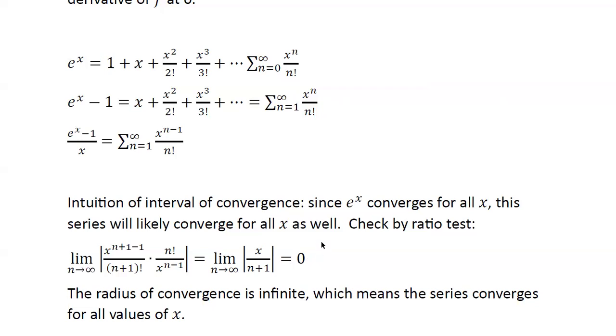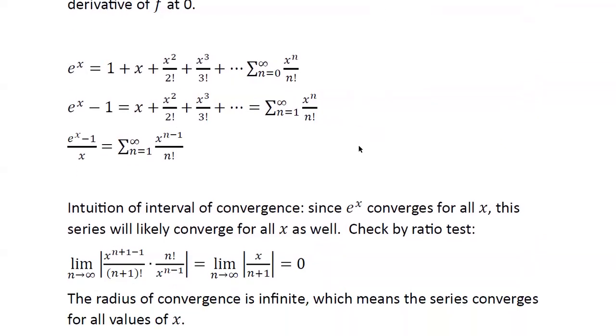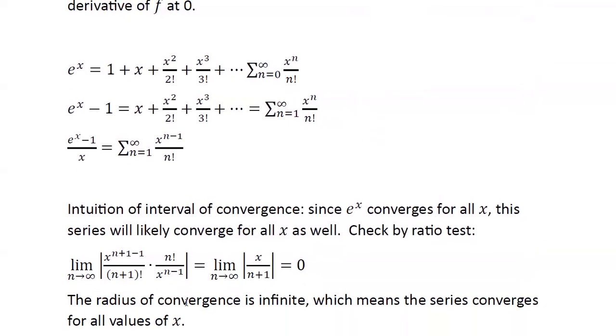So we have to give our reasons. We say that the radius of convergence is infinite, which means the series converges for all values of x. This doesn't depend on x. And what does the ratio test say? If the limit is less than 1, which it is, the series is absolutely convergent.